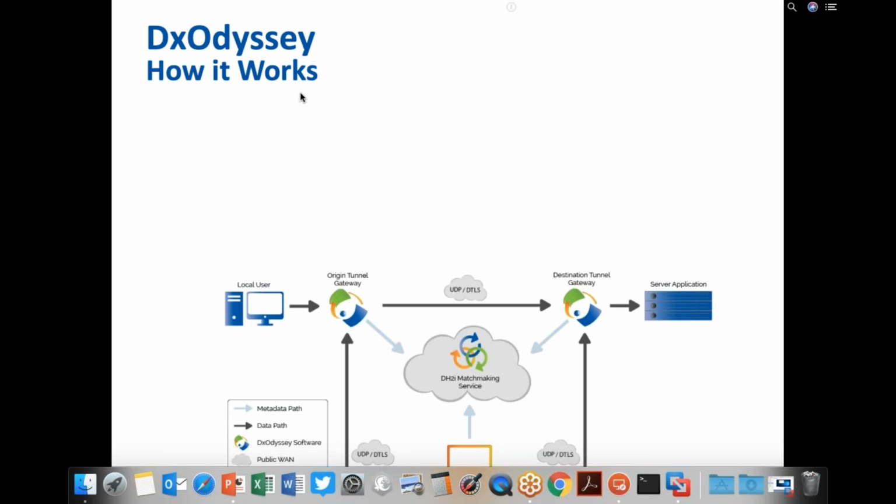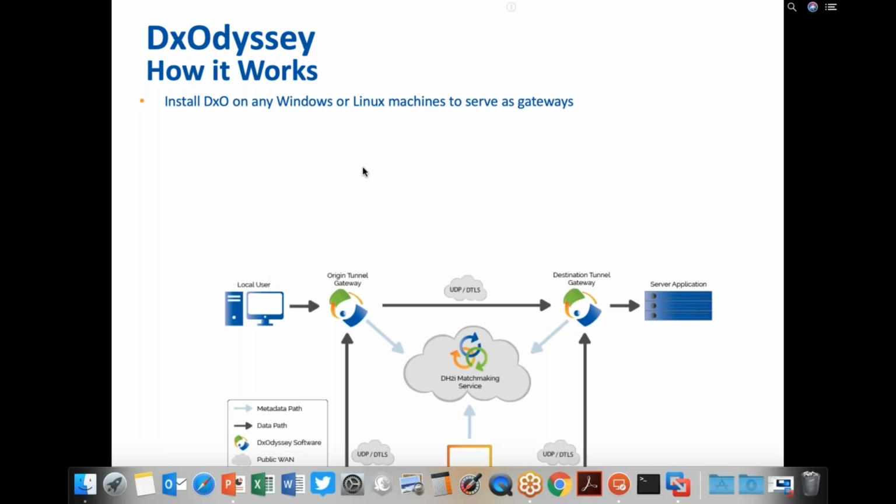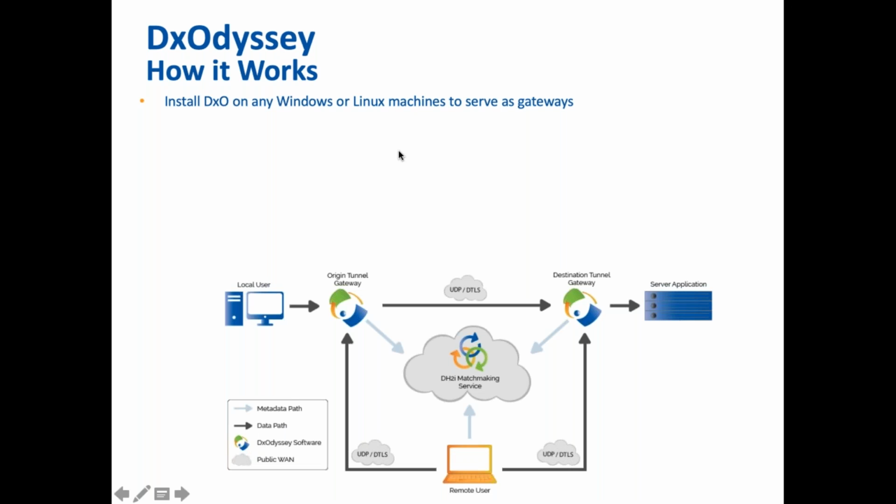So what I'd like to do is dig a little bit deeper into how our networking software works. This solution is called DX Odyssey. First, as I mentioned before, this is all software based. The DX Odyssey gateway software is installed on whichever machines you would like to act as gateways. We certainly recommend one or more of these gateways on each of the sites that you would like to connect.